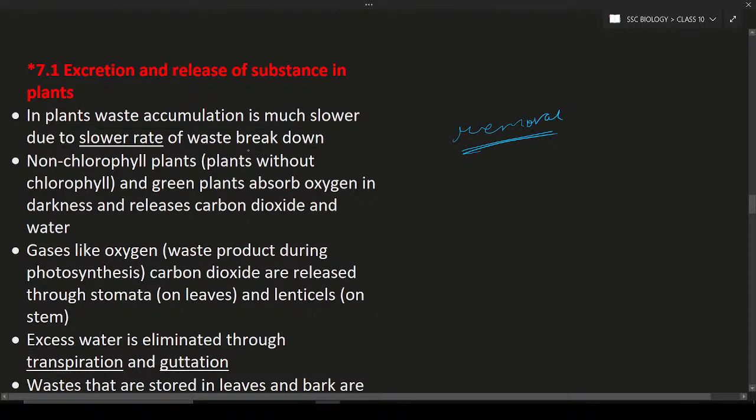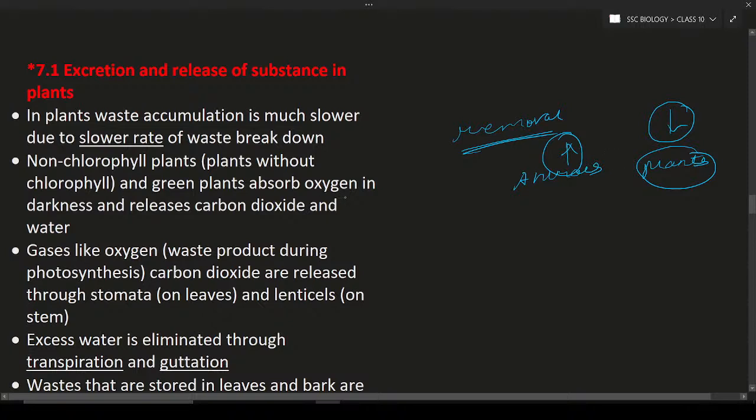Here, plants accumulate waste materials at a slower rate. If you compare the difference between animals and plants, the rate of excretion is very low in plants, and excretion is higher in animals. This is because of the metabolic rate. In plants the metabolic rate is very slow, so this is the reason excretion is very low in plants. A slower rate of waste is produced, and as a result a slower rate of waste breakdown occurs.